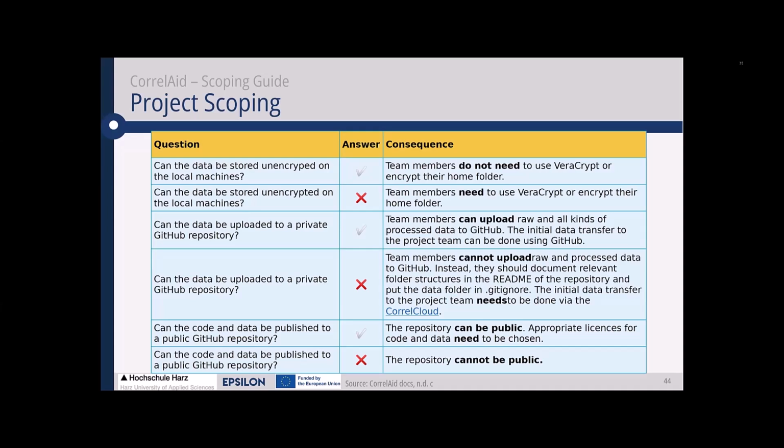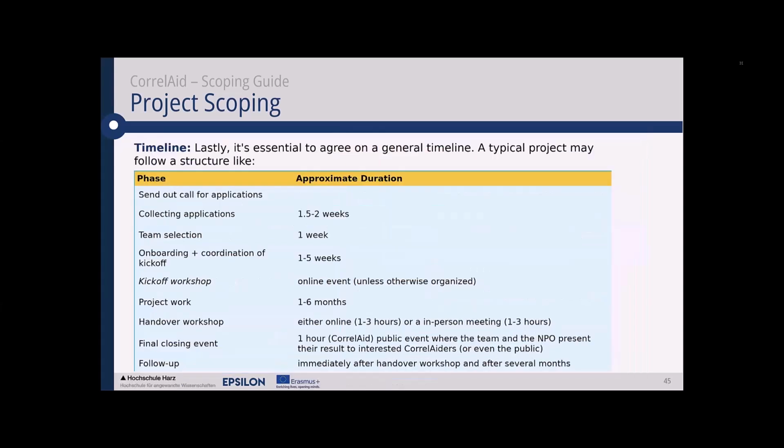And then the next question is, if the data cannot be uploaded, can the code be uploaded and published? Because this is basically the asset that you're working on, and this is basically the relevant information that is shareable for the society and other data scientists might be interested in.